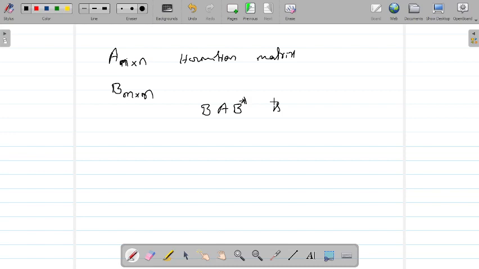Then A can be expressed as M plus iN. Since it is Hermitian, you know that A star equals A, so that is nothing but (M plus iN) whole star. M is a symmetric matrix, and N is a skew-symmetric matrix.